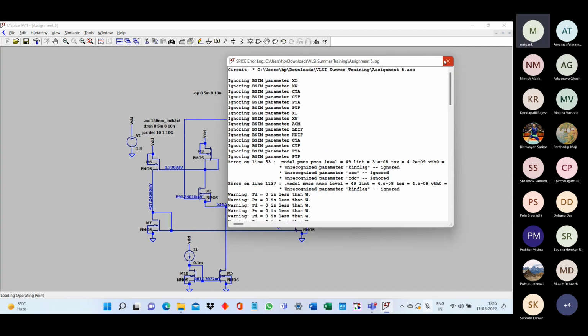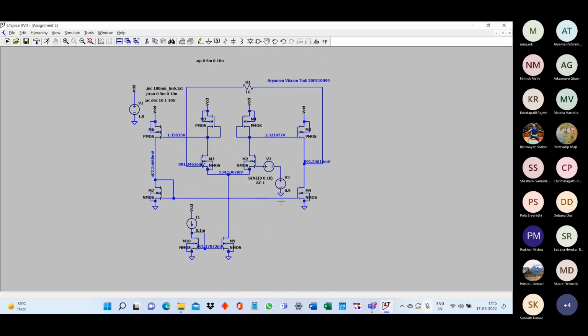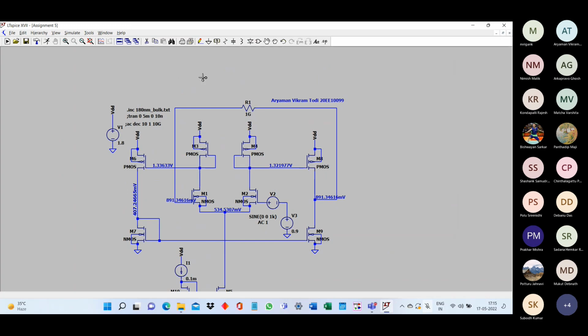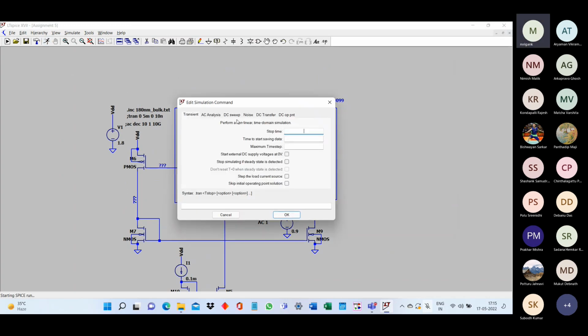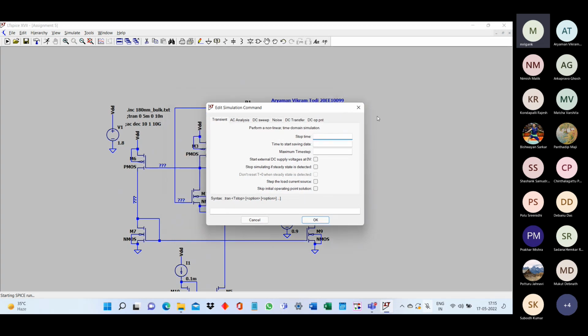Look at the drain current of M5, first of all, M5, M1, M2. I think it is working properly because at least I can see the DC voltages are proper. Why are you running transient? I don't need transient, just DC operating.